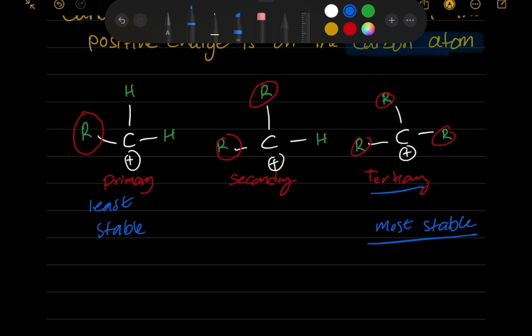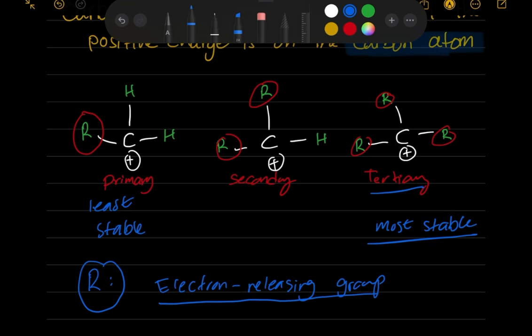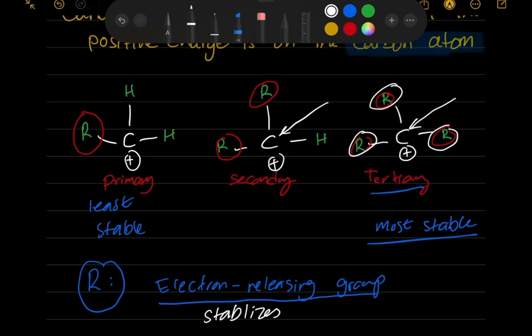What does the R group do? You just notice that the R group, I mean the alkyl groups, are electron releasing groups. And the role of electron releasing groups is that they stabilize the positive charge on the carbocation. So the more R groups, the more stabilizing, and that's why the compound will be more. So the electron releasing group stabilizes the positive charge on the carbocation.